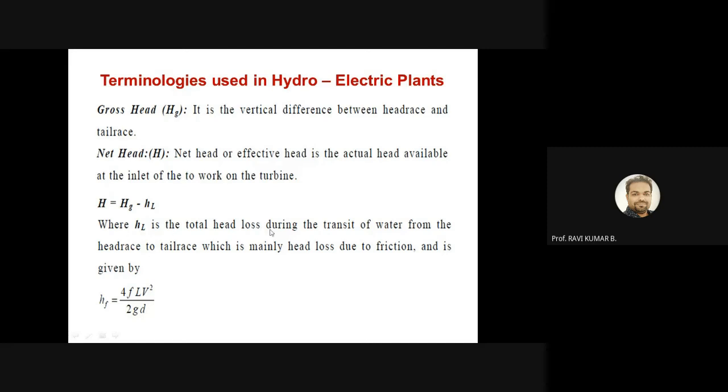This head loss is basically due to major losses. When the length is much bigger, I said that minor losses can be neglected, so only one loss will come into the picture, that is the loss due to friction. That needs to be considered. Once you subtract that, you get the net head available from the hydroelectric power plant, which you are going to utilize to convert into mechanical energy and further into electrical energy.